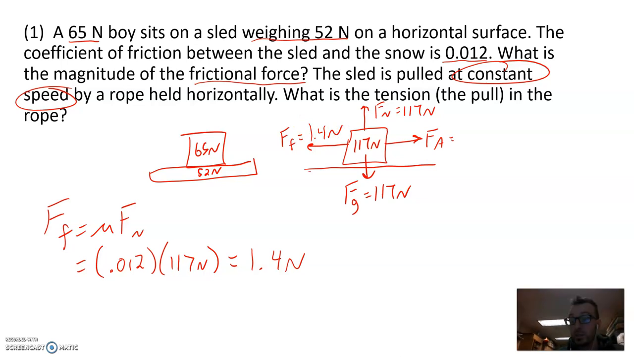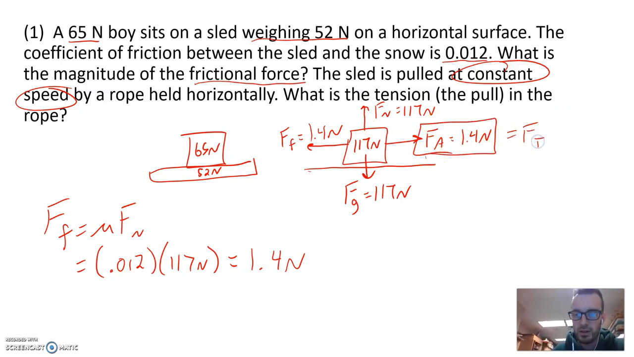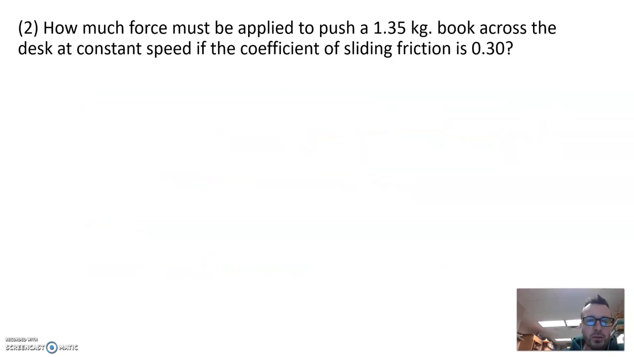The next question says, what's the tension in the rope? Well, guess what? If we are moving at a constant speed, then the force to the left must be balanced with the force to the right. So there's the answer to part 2. What is the tension, the pull in the string? You can call that FT if you want. I call it the applied force, but if you're pulling a string, sure, let's call it tension. Nice, not too bad for that one.